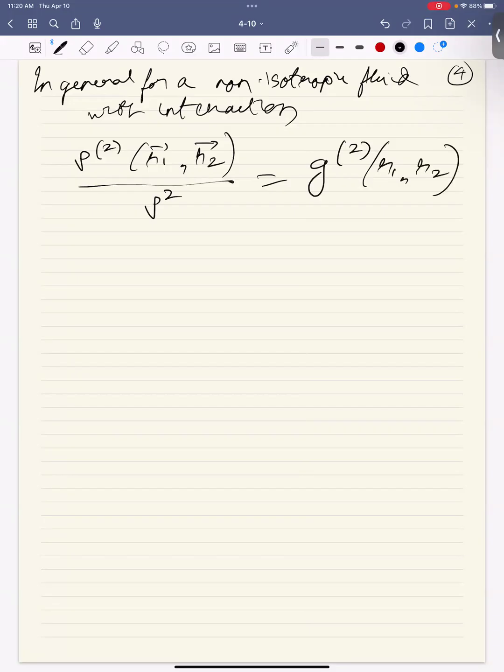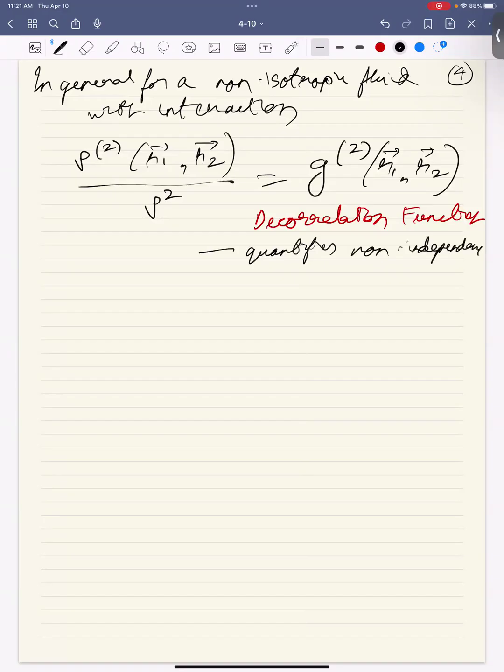of R1, R2. Okay. And this G2 is the third thing we introduced last time. This is called the correlation function. And it's really a vector. So if G2 is equal to 1, you have an independent system. There is no interaction, right? So G2 quantifies non-independence.